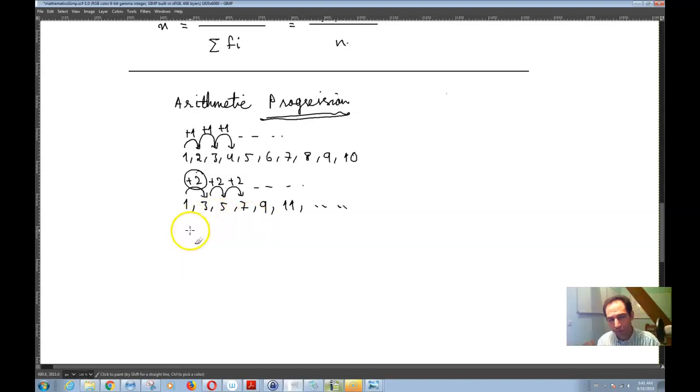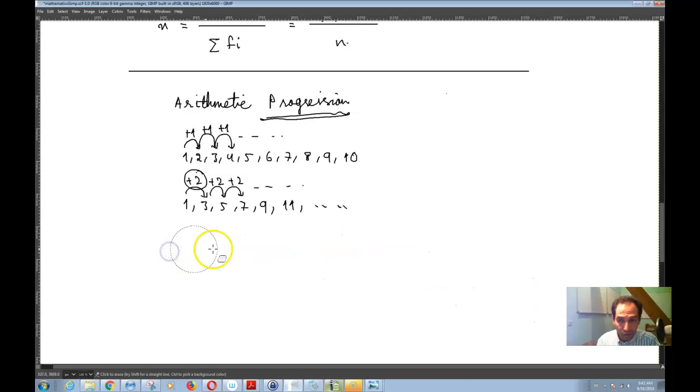It could also be that you subtract 2 from these numbers, meaning that you could start with a 1, then minus 2 would be a negative 1, minus 2 would be a negative 3, negative 5, and so on and so forth. That you could do as well. These are all arithmetic progressions.